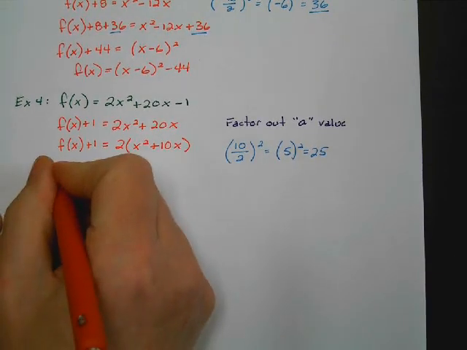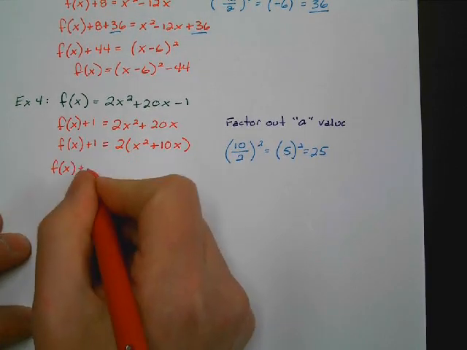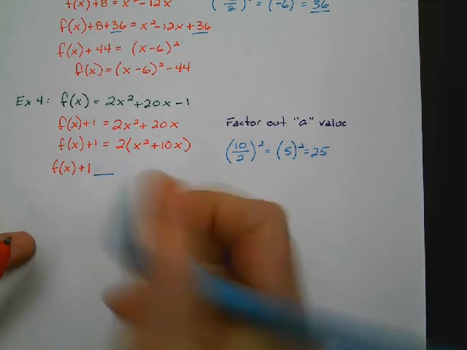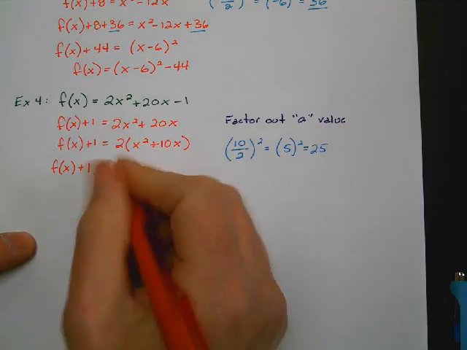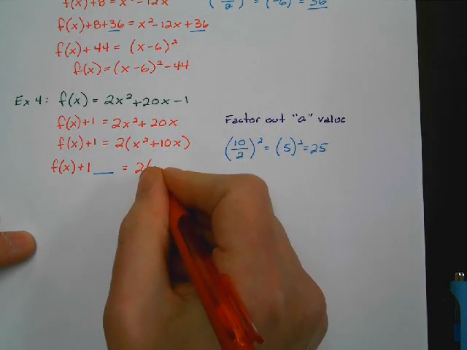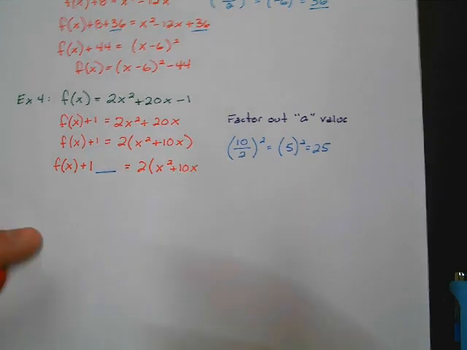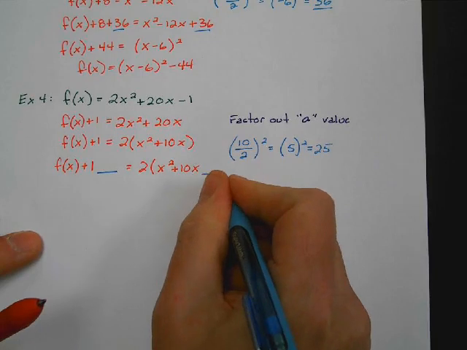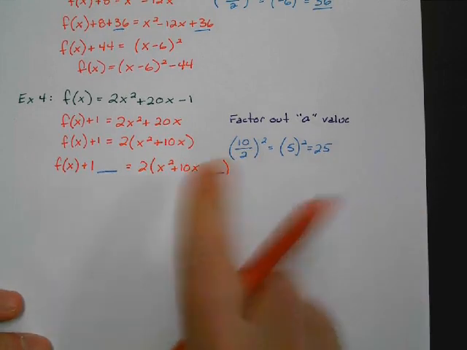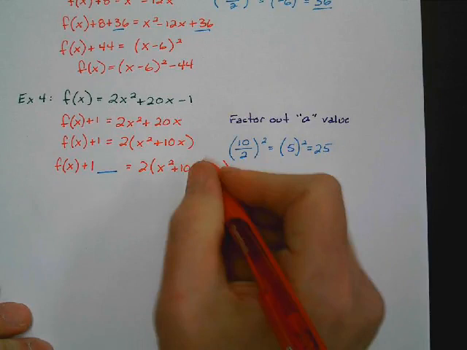I'm going to do f of x plus, and I'm going to have to add a number, but don't put anything there yet because we got a little bit of a problem here. Over here, I'm going to do x squared plus 10x. I'm going to add a little bit of a number right there. Now the number that I'm going to add, I said, is 25, so I'm going to put a 25 right there. So plus 25.